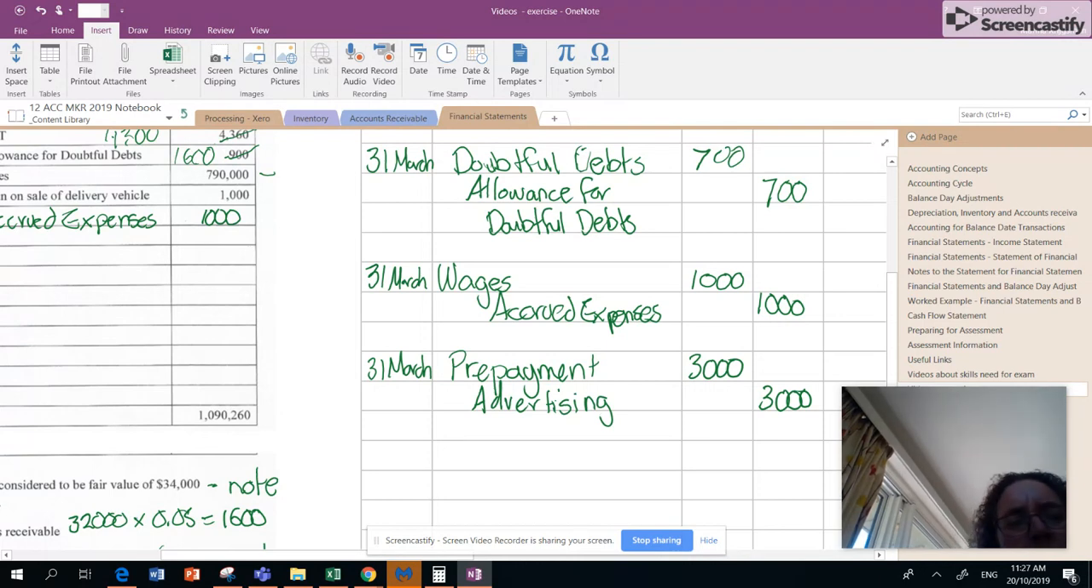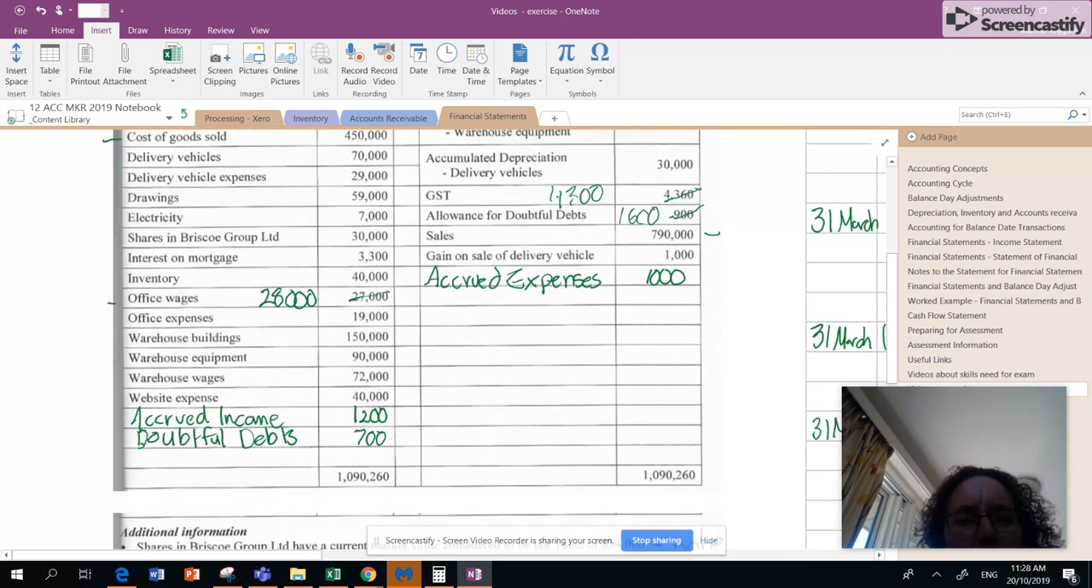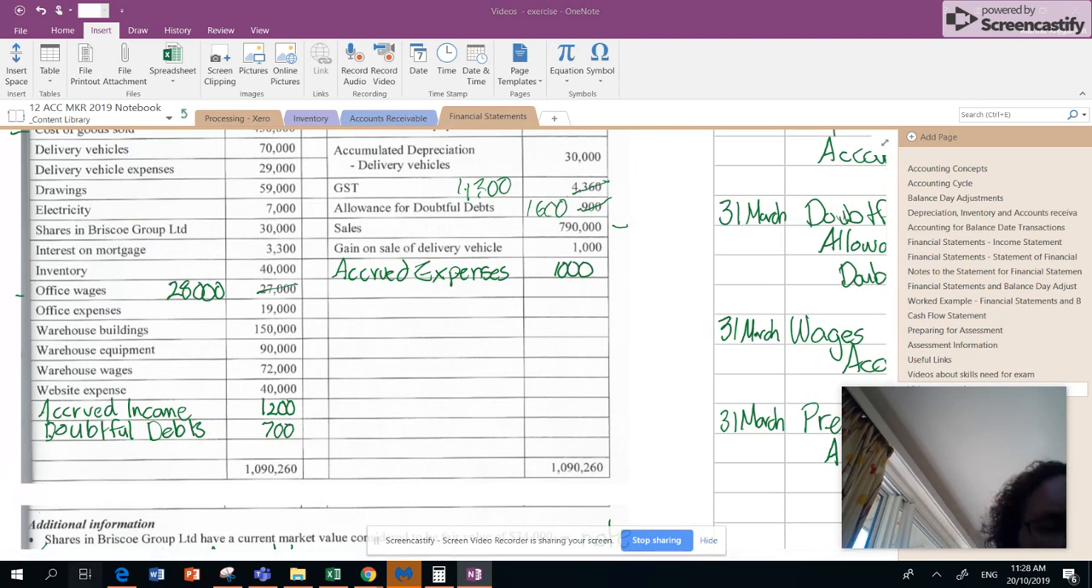So that means on our trial balance, we're going to decrease advertising by $3,000. We're going to put in our prepayment, which is a current asset, for $3,000.